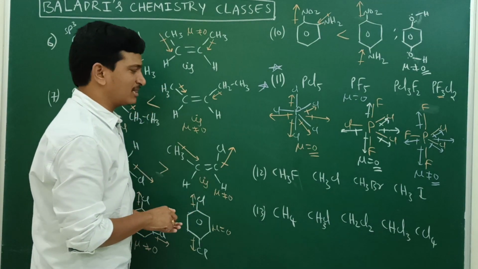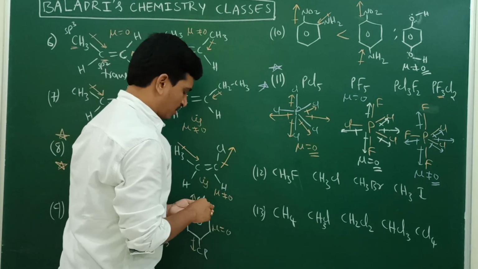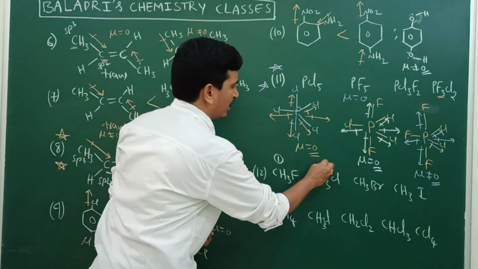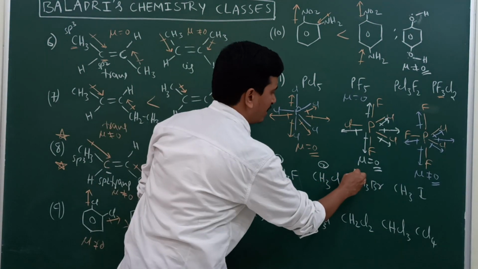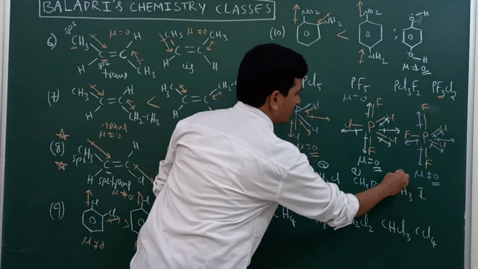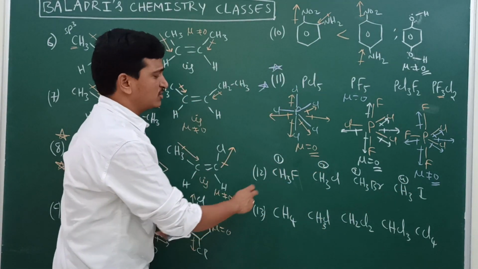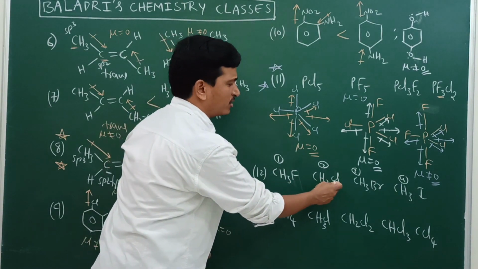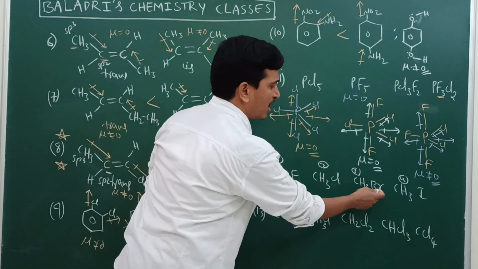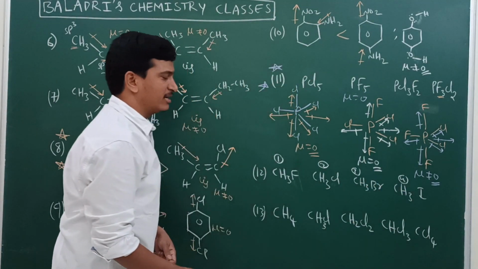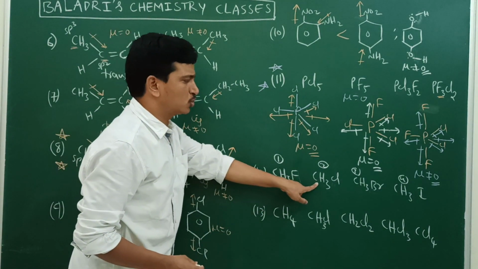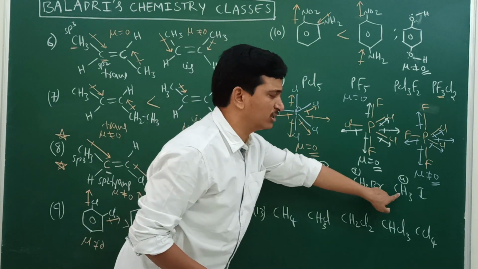Now come to this 12th example. There is methyl fluoride, after that methyl chloride, methyl bromide, and methyl iodide. Now when you take these molecules, fluorine, chlorine, bromine, iodine are there. Fluorine is more electronegative than chlorine, chlorine is more electronegative than bromine, and bromine is more electronegative than iodine. So what order are we expecting? 1 should have more dipole moment than 2, 2 more than 3, and 3 more than 4.